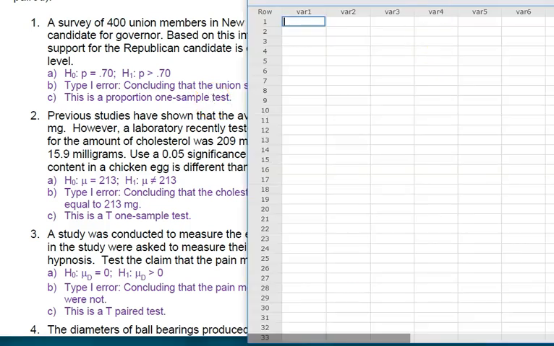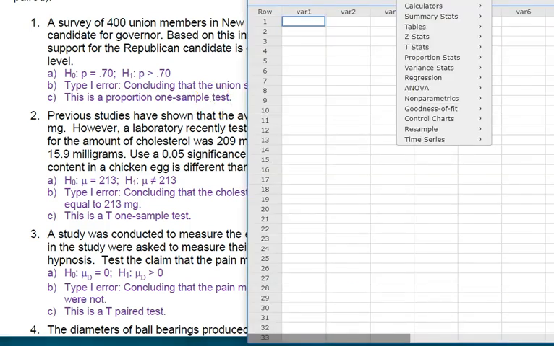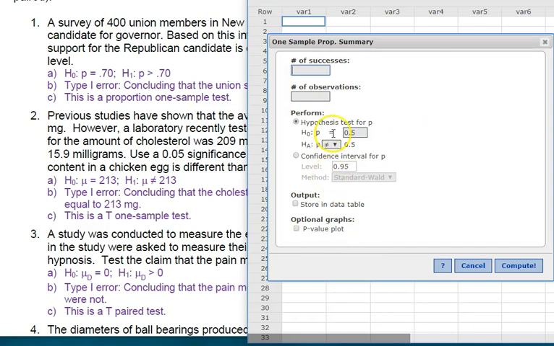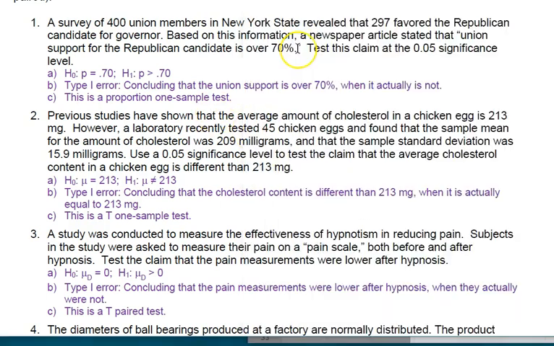As I was saying earlier, if you pull up that procedure in StatCrunch, if we pull up proportion stats one sample with summary, that's going to give you an idea of what the hypothesis test should look like. We need to figure out what number to put in here and what inequality to put in here. The other thing about hypotheses is that we never use the significance level when we're talking about the hypotheses. You don't ever put the significance level into StatCrunch anywhere.